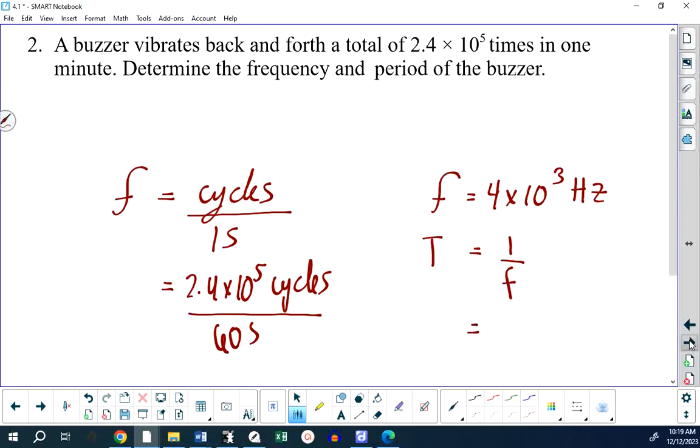The period is 1 over the frequency. I'm not going to write down 1 over that. You take 1 divided by that and you get 2.5. See if I can get my exponent right this time. Times 10 to the negative 4 seconds.